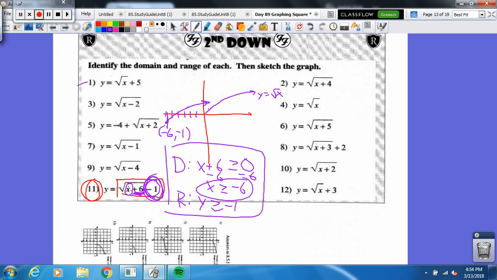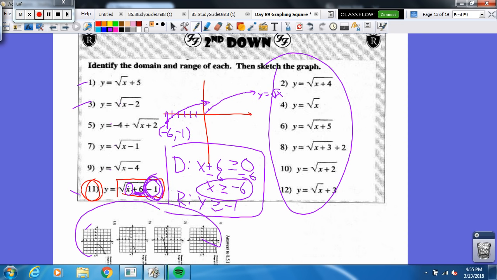So we did 1, we did 3, we did 11. All the answers are down here. I want you to do the rest right here, 5, 7, 9, and then all these here on the right. Ready, set, go.